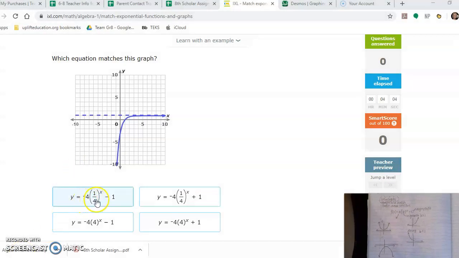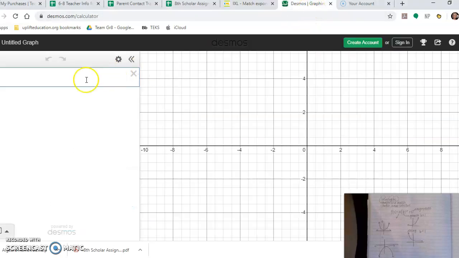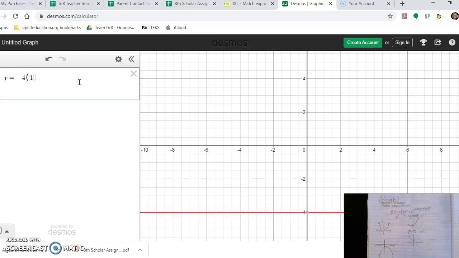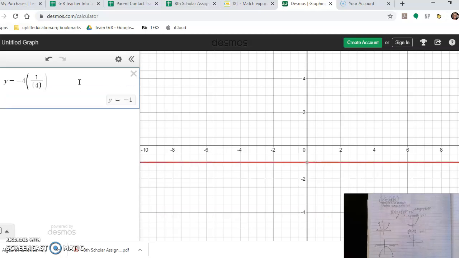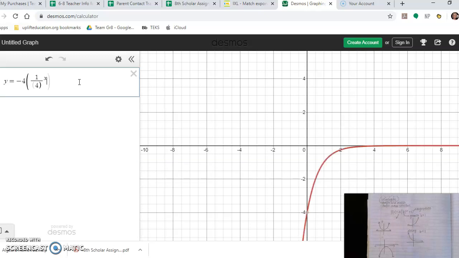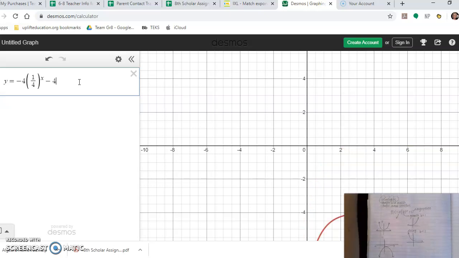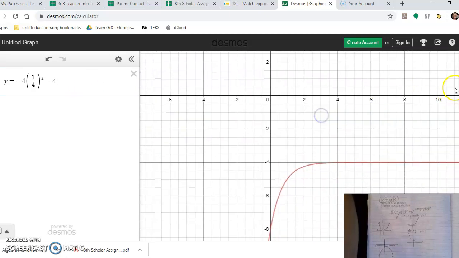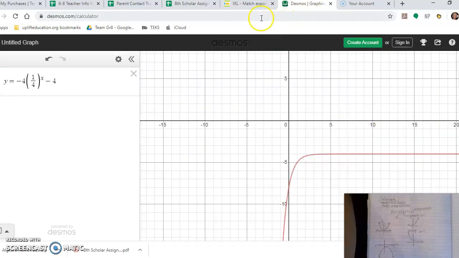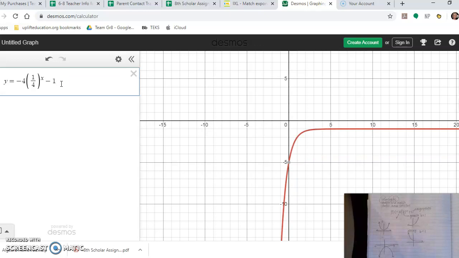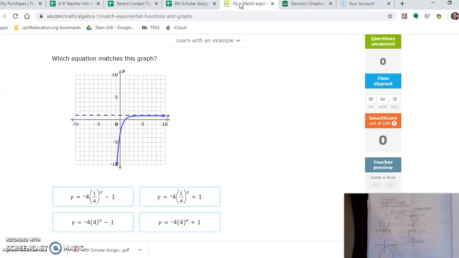-4 (1/4)^x minus 1. I've pulled up Desmos. y equals -4 times (1/4) to the x, minus 1. Now I can look at this graph. Does that look like this graph? Nope, so I can eliminate that answer.